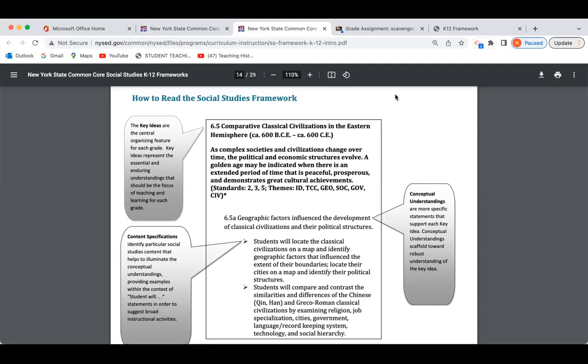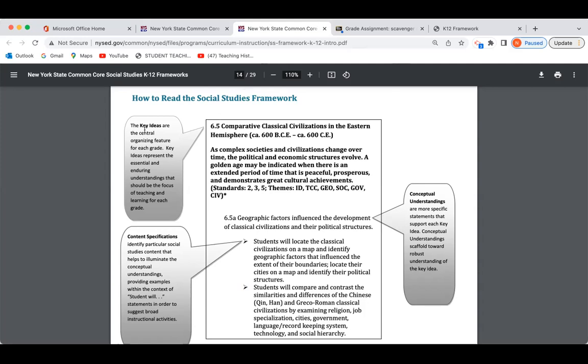This is actually from the social studies framework introductory pamphlet, and it's how to read the social studies framework. There are certain things that we're looking at for History Day. This is from the sixth grade curriculum. I liked how it broke up the standard.